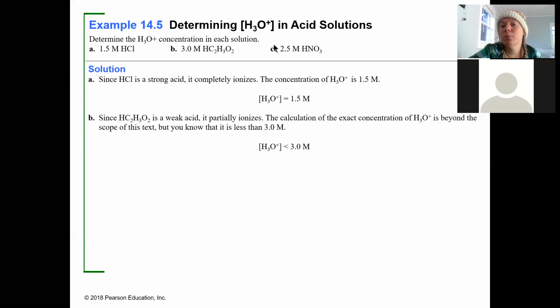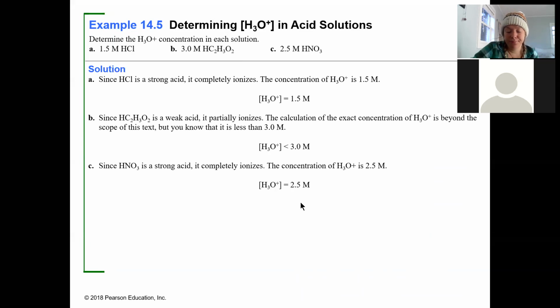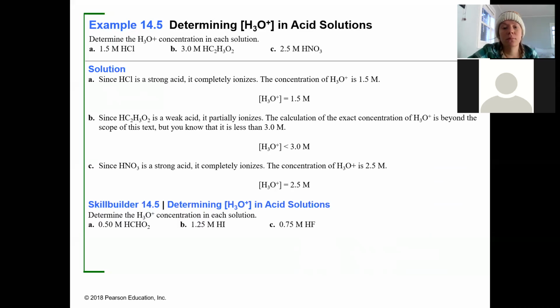This over here, if I have a 2.5 molar HNO3 solution, I know that this is a strong acid. So my H3O plus concentration should also be 2.5. Determine the H3O plus concentration on all these guys. All right, this is a weak acid. This is a strong acid. This is a weak acid. So these will be less and this will be equal.